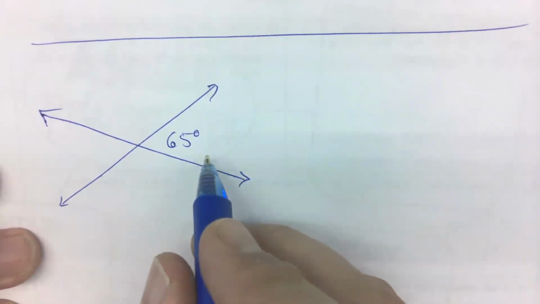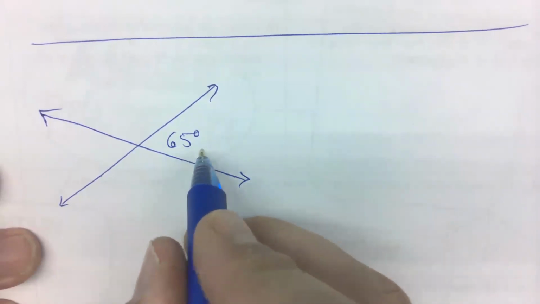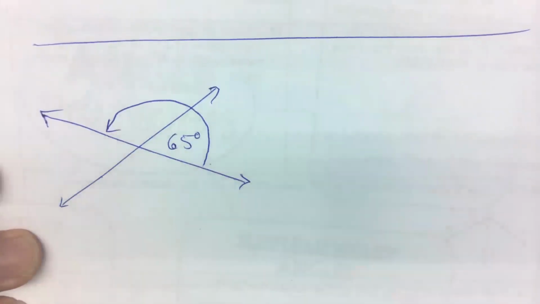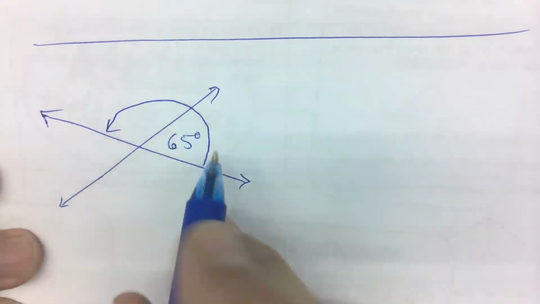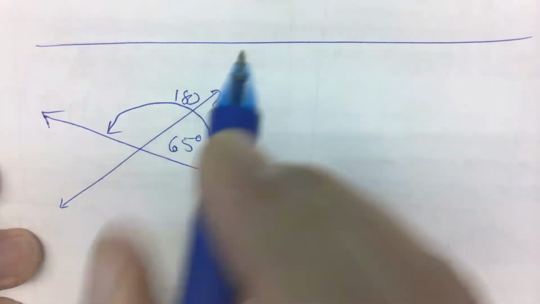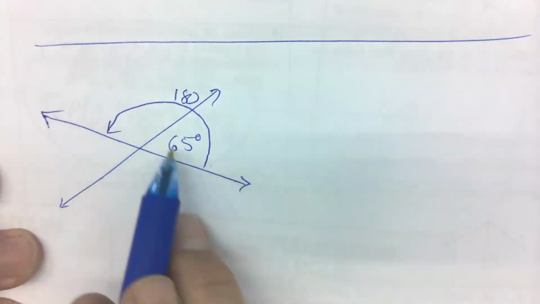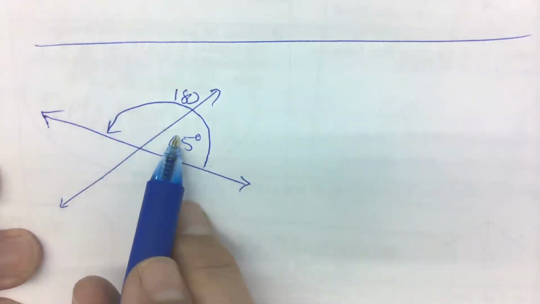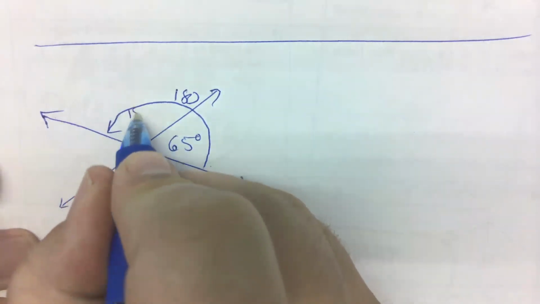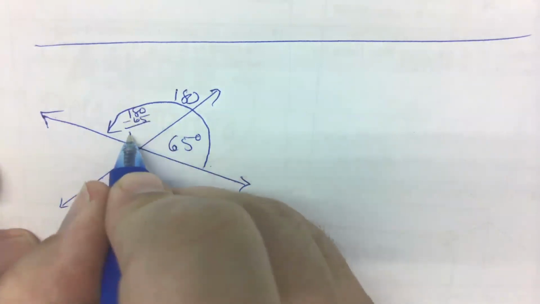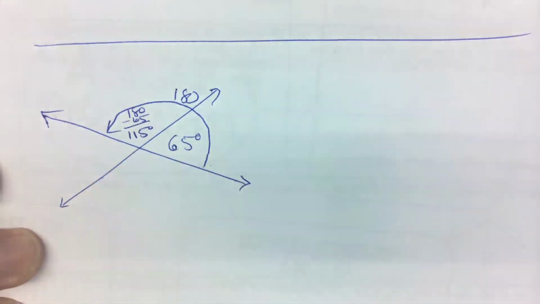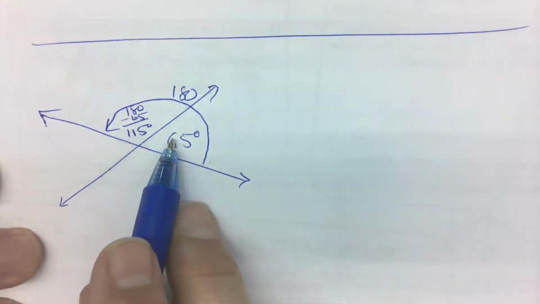If I tell you this is 65 degrees, what do you know about this one in combination with this one? They make 180, right? Remember, this makes a straight line. These two form a linear pair. Therefore, I can find this one by saying it's 180 minus 65. It's 115 degrees. These two have to add up to 180.